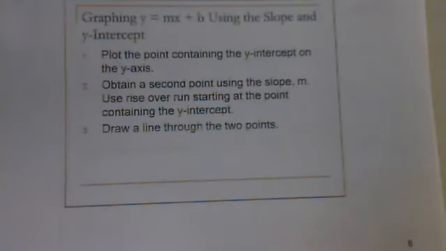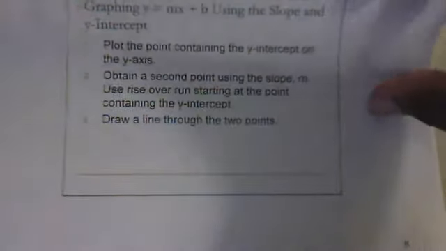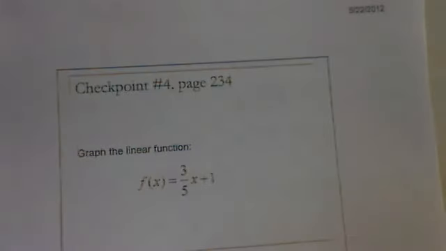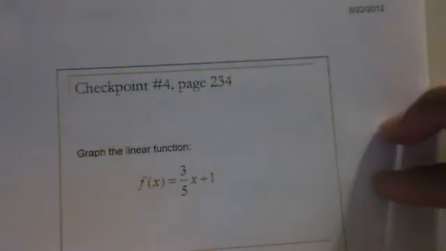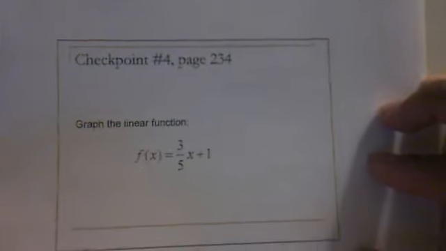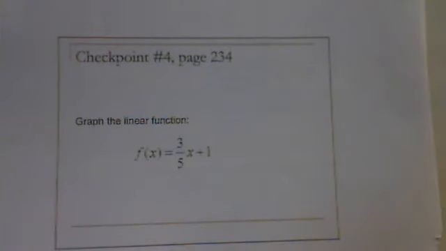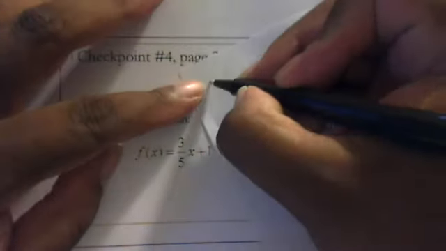Okay, so that's the procedure for graphing any linear equation that's written in slope-intercept form using the slope and the y-intercept. And here's one example of just that. Here we want to graph the linear function f of x is equal to 3/5 x plus 1.